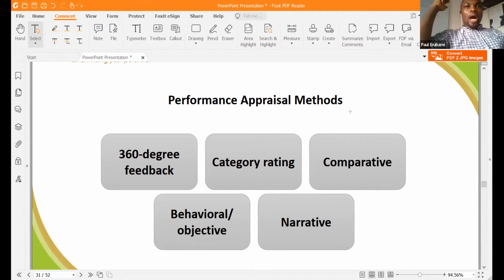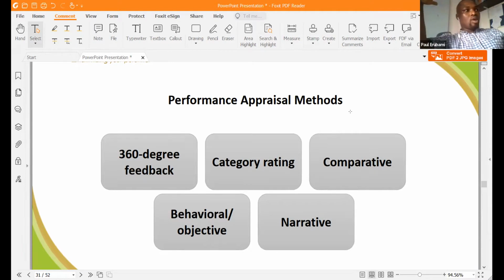The category rating appraisal process basically talks about where we have different attributes or characteristics we are trying to appraise you on. Then on each one of them, we give a rating, that, oh, I will score you A here, I'm going to score you B here.